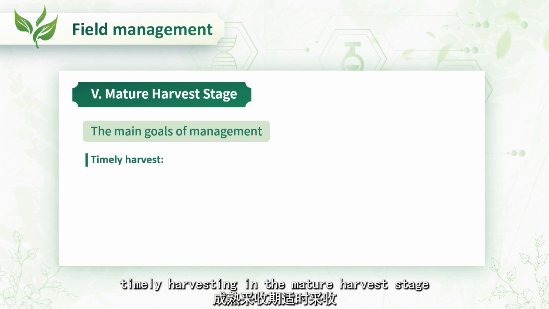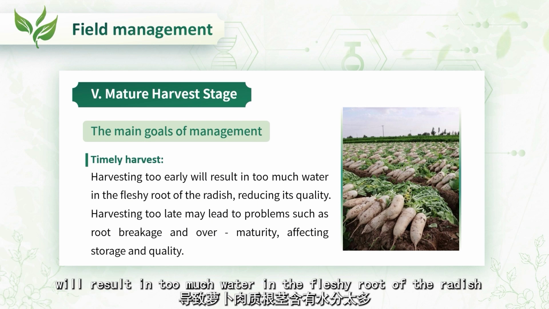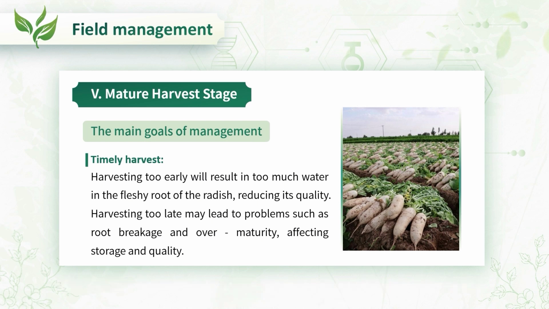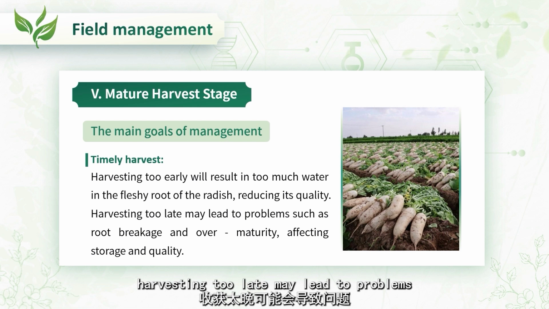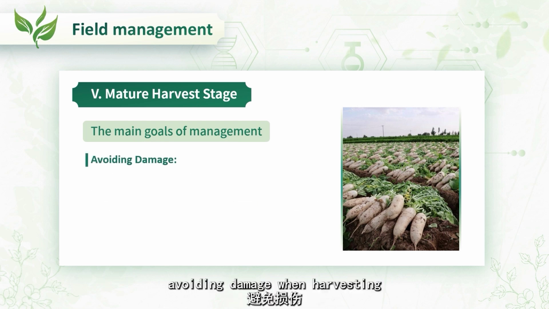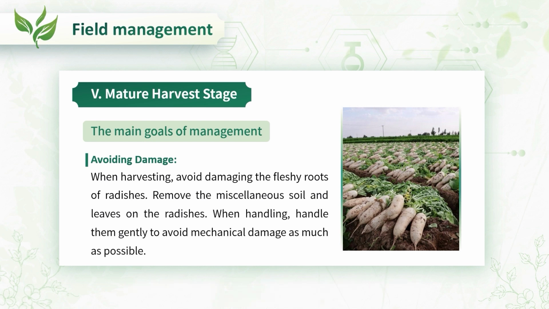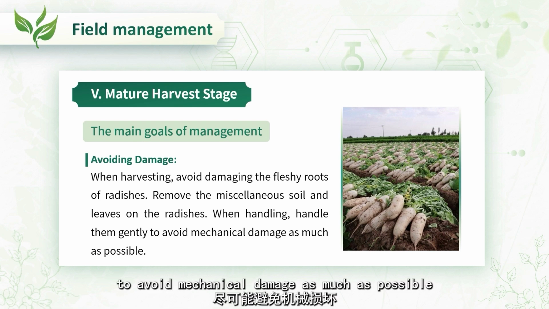Timely harvesting in the mature harvest stage. Harvesting too early will result in too much water in the fleshy root of the radish, reducing its quality. Harvesting too late may lead to problems such as root breakage and over-maturity, affecting storage and quality. Avoiding damage. When harvesting, avoid damaging the fleshy roots of radishes. Remove the miscellaneous soil and leaves on the radishes. When handling, handle them gently to avoid mechanical damage as much as possible.